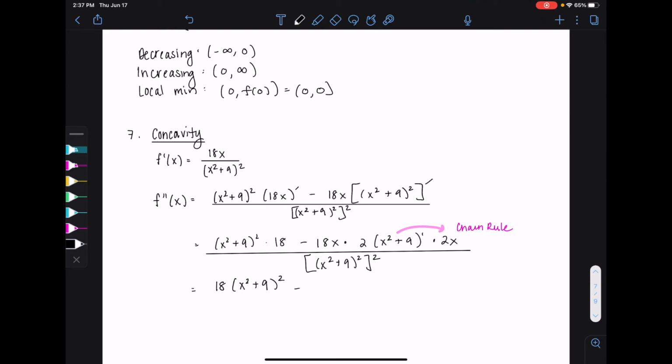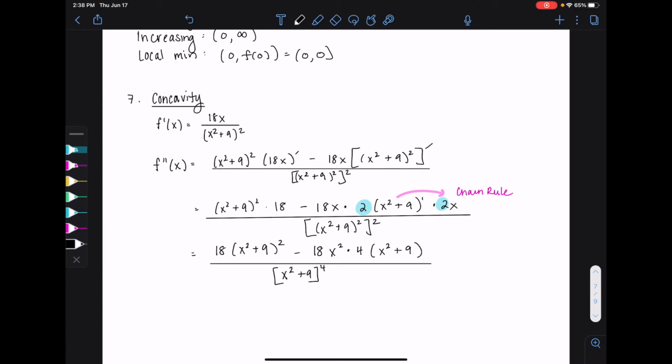Minus, we got a ton of stuff. I'm going to leave the 18 untouched for now. We've got an x times x to give us x squared, and then we've got this 2 times 2, which is going to be a 4. And then I've got x squared plus 9 to the first power. This is all divided by x squared plus 9 to the 4th.